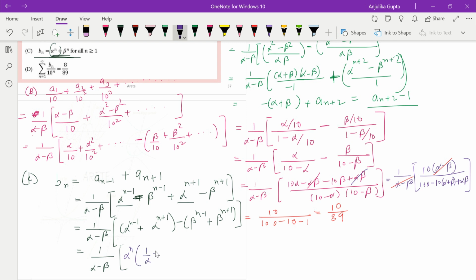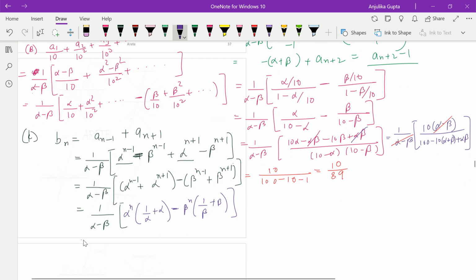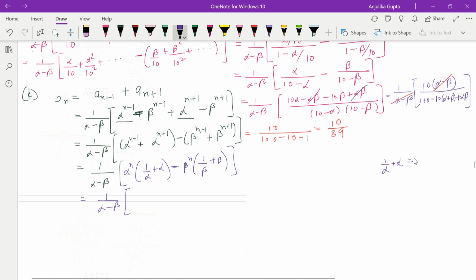If I take alpha^n outside, what am I left with? 1 over alpha plus alpha. If I take beta^n outside, what am I left with? 1 over beta plus beta. Because I wanted alpha power n and beta power n. So what is 1 over alpha plus alpha? 1 over alpha would be minus beta, and this is plus alpha. And 1 over beta plus beta? 1 over beta would be minus alpha, plus beta, because we know alpha beta is negative 1.